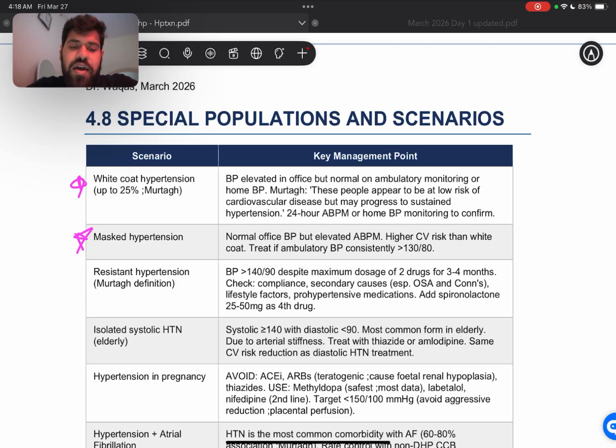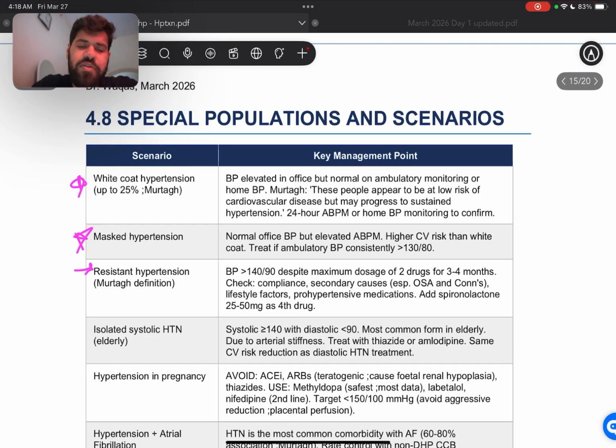If you have resistant hypertension, we do, as we said above, 2 drugs for 3 to 4 months with the maximum dosage. You have to check for secondary cause, lifestyle factors, pro-hypertensive medications, and we add a spironolactone as the 4th drug. We have to also check the compliance of the patient.